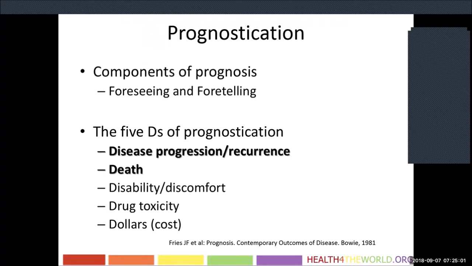The other 3 are just as important depending on what the patient's going through. So disability: how disabled, how uncomfortable will I be? How much will I suffer, basically? The medications that you're going to give me: how much toxicity am I going to have? What are the side effects? And then, very practical, how much will this cost? Where will I be? How will I be cared for? What's going to be my support? How will all of this work?